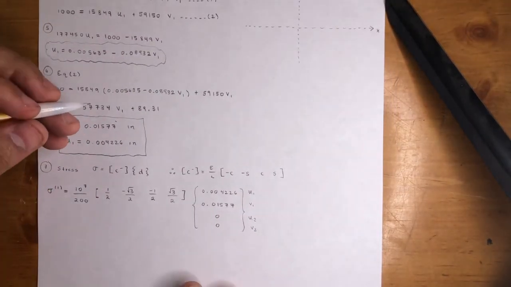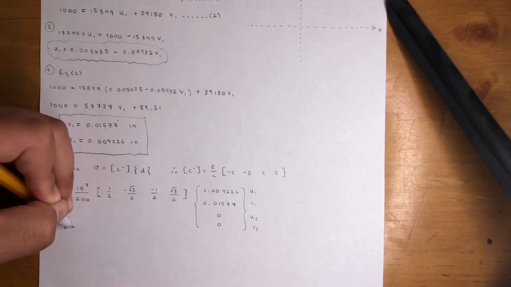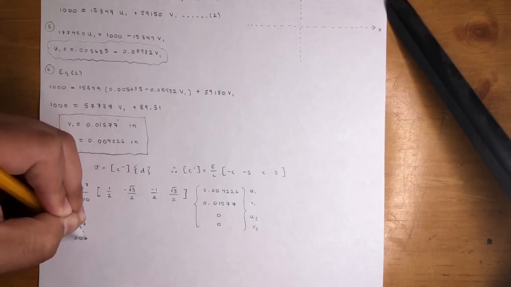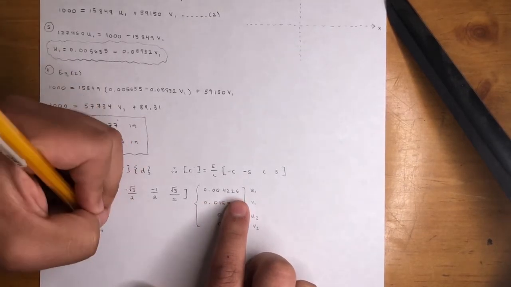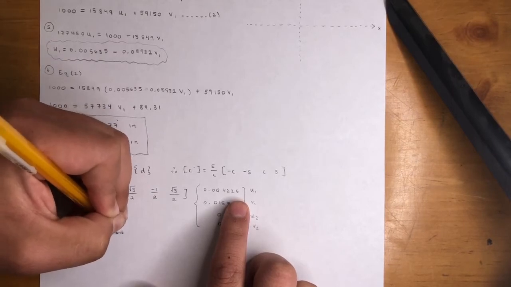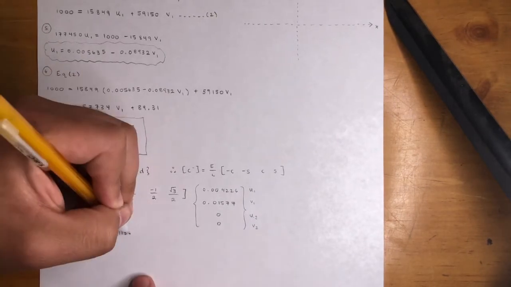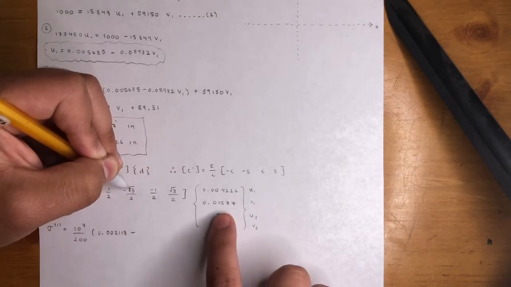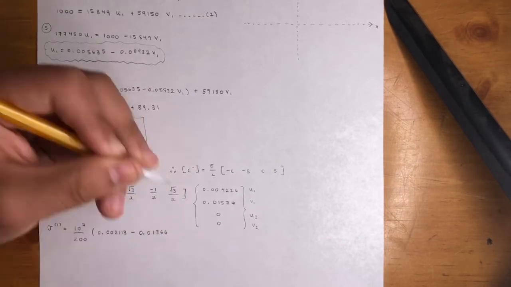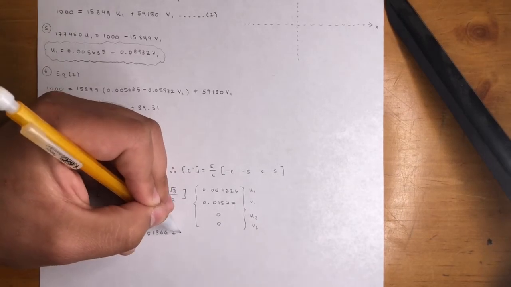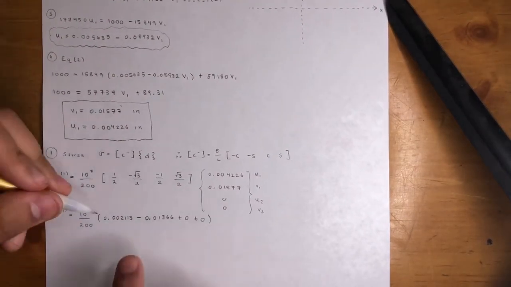Wow, this thing's long. And we still got some time to go. So let me go ahead and do the full version so you can see what's going on. It's going to be 10 to the 7 over 200 multiplied by 1 half times 0.004226. That number is going to be 0.002113. Now you would have added, but this number is negative, so it's going to be negative radical 3 over 2 times 0.01577. That is 0.01366. Negative 1 half times 0, that's plus 0. Radical 3 over 2 times 0, that's plus 0.